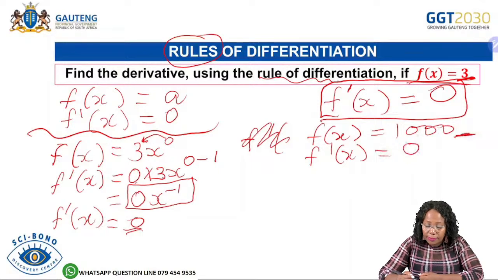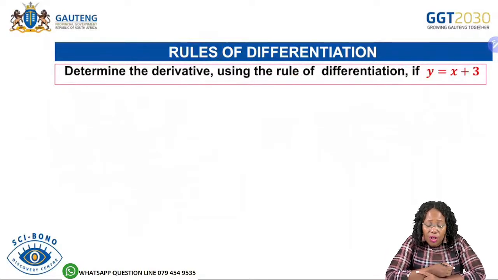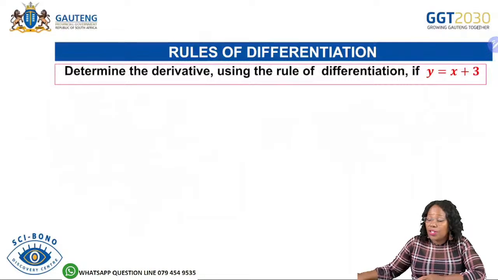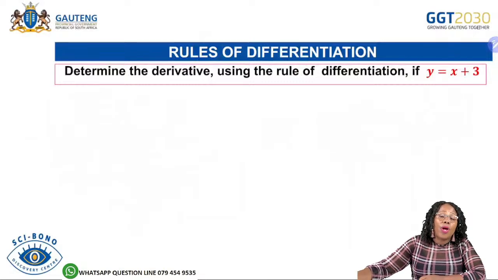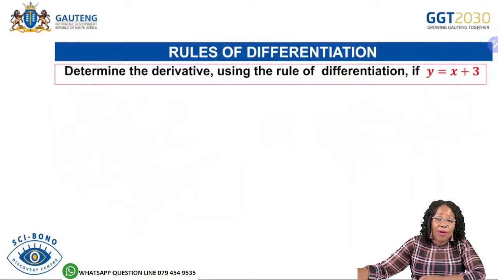Moving forward. Right. Determine the derivative using the rule of differentiation. Look at the notation now. We have changed the notation from dy/dx to y equals, Grade 12 now. So it's y equals x plus 1, right?